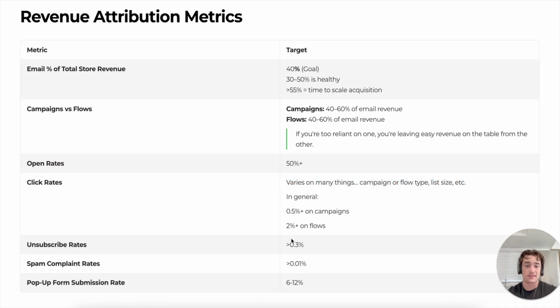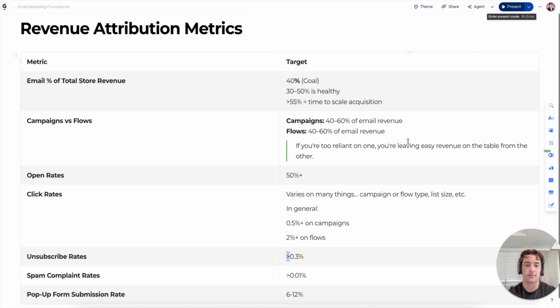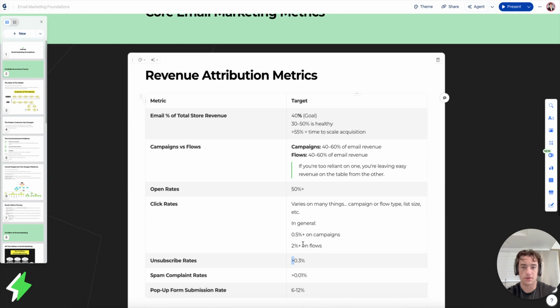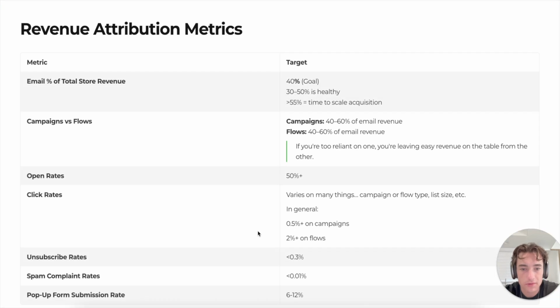Unsubscribe rates, less than 0.3%. That's where we want to be. That should be the other way around. Let me actually fix that right now so you can have that, just so I don't confuse you. So less than 0.3%.